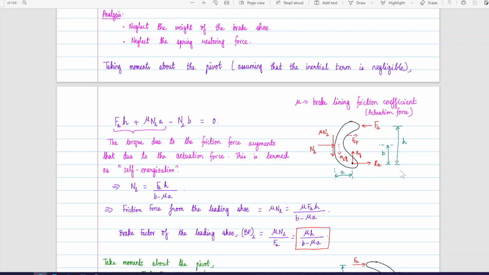So if we write the moment balance, we get Fa times h plus mu times NL, that is the normal loading force, minus NL times B. So the torque due to friction augments that due to the actuation force. Right, this is termed as self-energization. So friction from the leading shoe is mu times NL, and the brake factor of the leading shoe is defined as mu times NL over Fa, that is mu times h over (B minus mu times A). So this is a function only of the geometry as well as the friction lining coefficient.